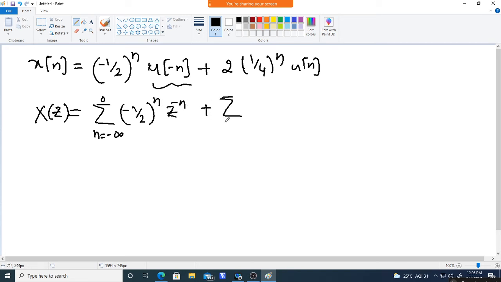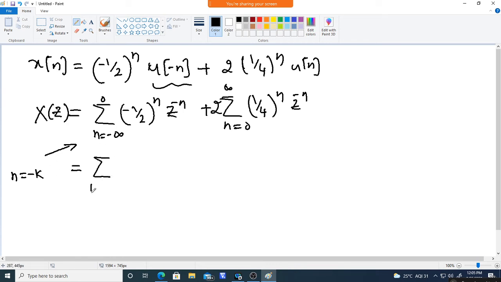Plus, n equal to 0 to infinity. So 2 I will take outside, (1/4)^n into z^(-n). Now we can take the variable for the first one. If I take n equal to minus k, whenever n equals minus infinity, k will be equal to plus infinity, and wherever n equals 0, k will be equal to 0.